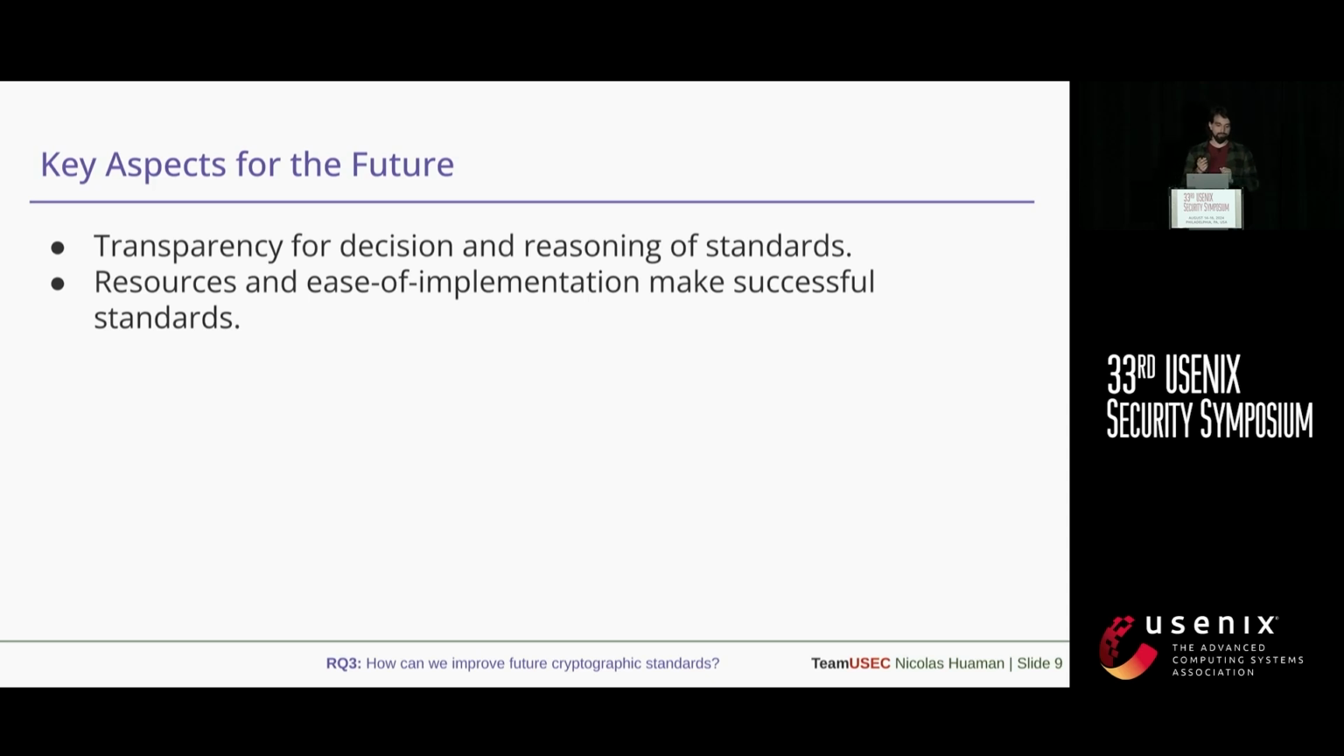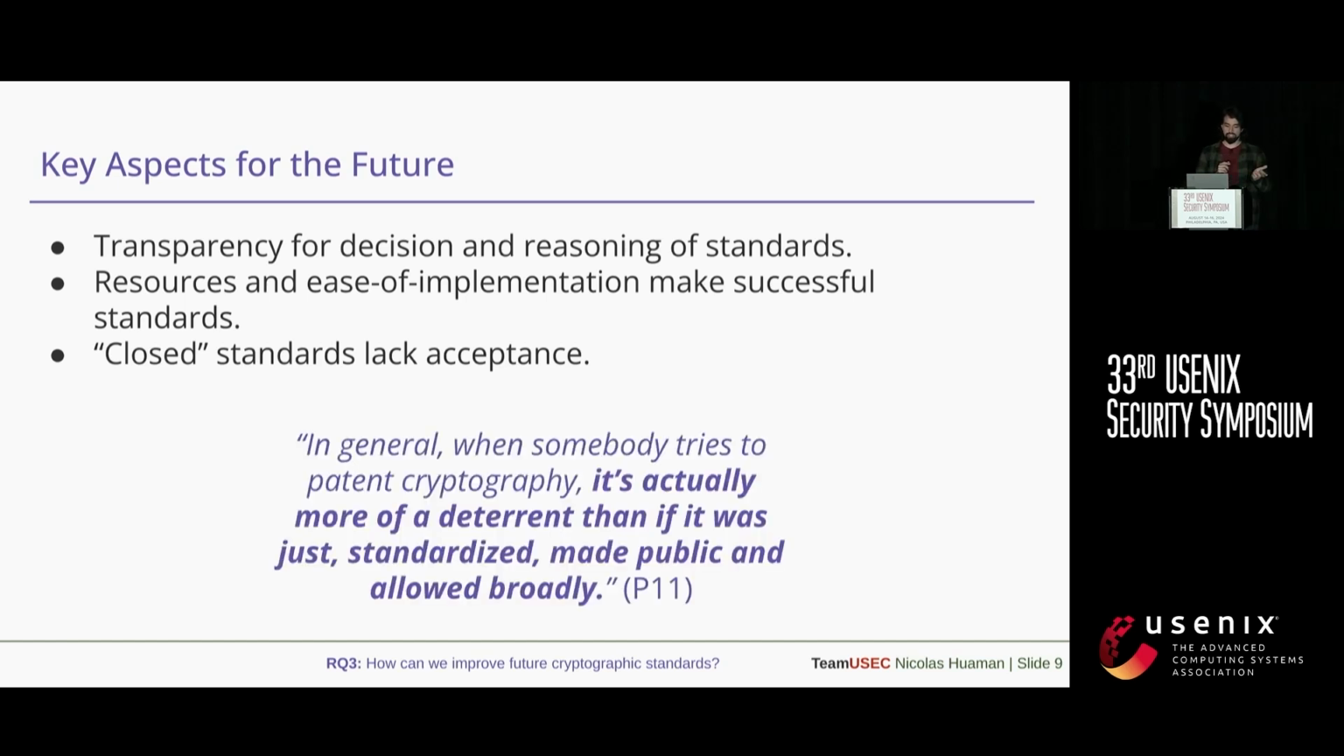Finally, something everyone mentioned was that closed standards lack acceptance. Even the industry people mentioned that if something like a patent prevents standards, then that will close adoption. Or as one participant put it, in general, when somebody tries to patent cryptography, it's actually more of a deterrent than if it was just standardized, made public, and allowed broadly.